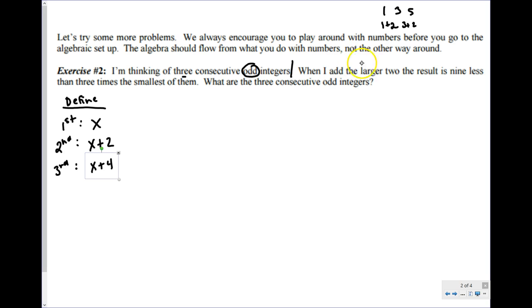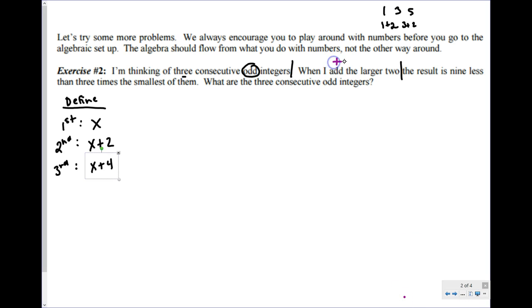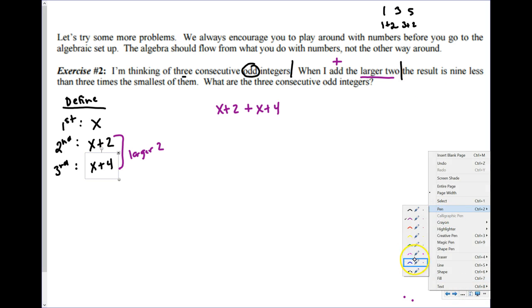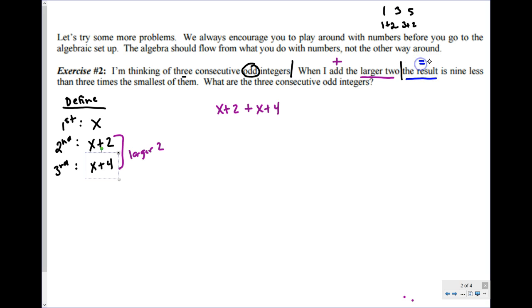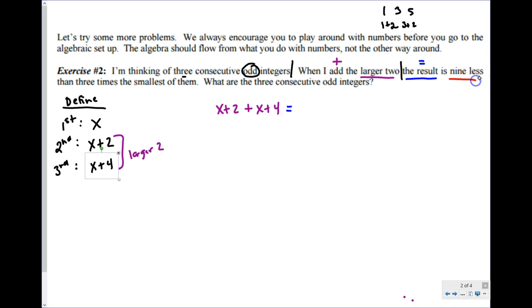The other part says when I add the larger 2, okay, so I'm going to stop right there. When I add the larger 2, adding means we have a plus sign, and these two are my larger 2, so when I add them together, x plus 2 plus x plus 4, okay, that takes care of this part. The result, so that's another fancy way of saying we're going to put in an equal sign here. So the result is 9 less, remember 9 less than means we have to reverse the order, so it's going to be a minus 9 at the end.